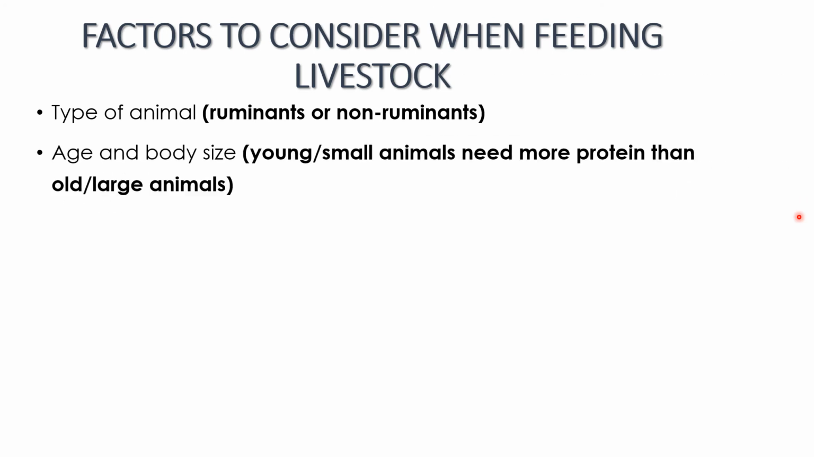Another factor can be age and body size. Most of the time, young or small animals don't need the feeds which are rich in proteins. Why? The proteins are there for body building. So the young animals, they are still young, they need to grow. In order for them to grow, to build up their body, they'll need protein. So in short, young or small animals need more protein, the feeds which are rich in protein, than old ones.